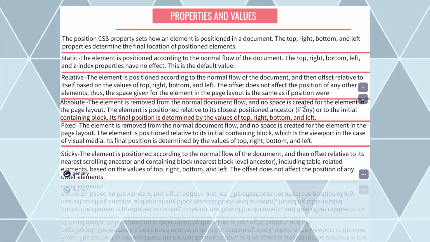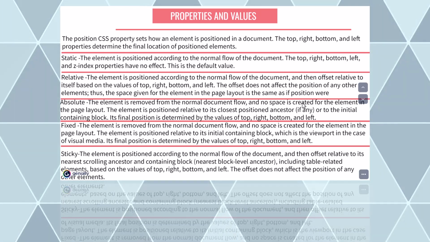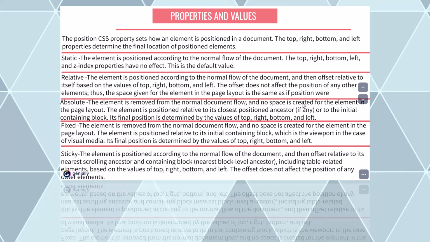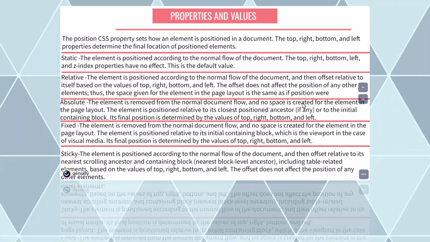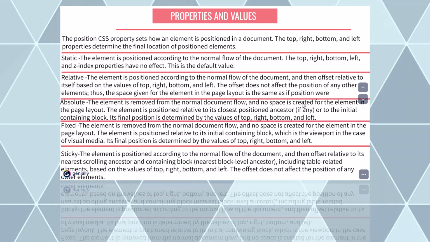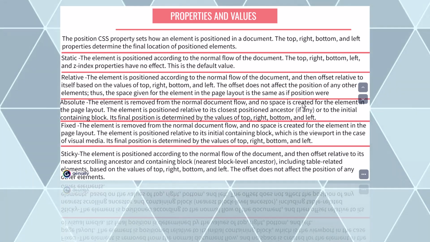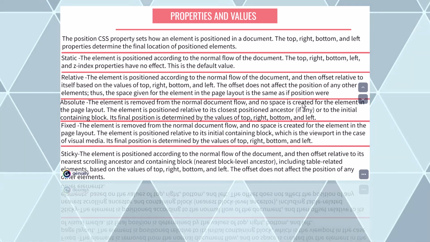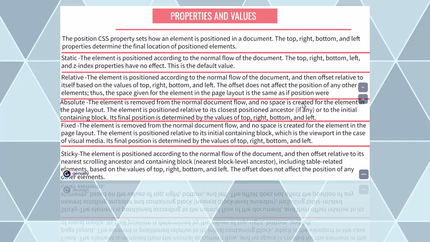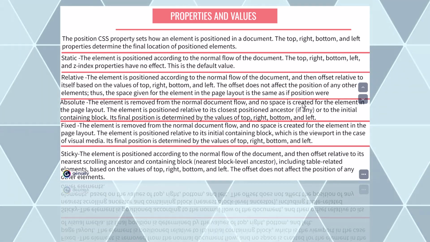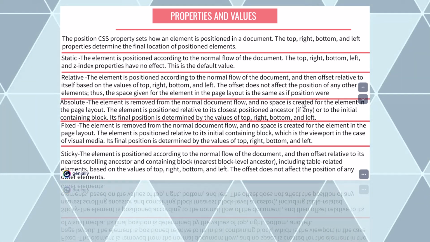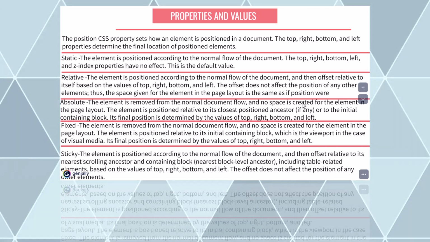Absolute. The element is removed from the normal document flow, and no space is created for the element in the page layout. The element is positioned relative to its closest positioned ancestor, if any, or to the initial containing block. Its final position is determined by the values of top, right, bottom, and left. Can you read that again? Because there was a word you missed. You said internal, it is initial. But you can read that again. Okay, absolute.